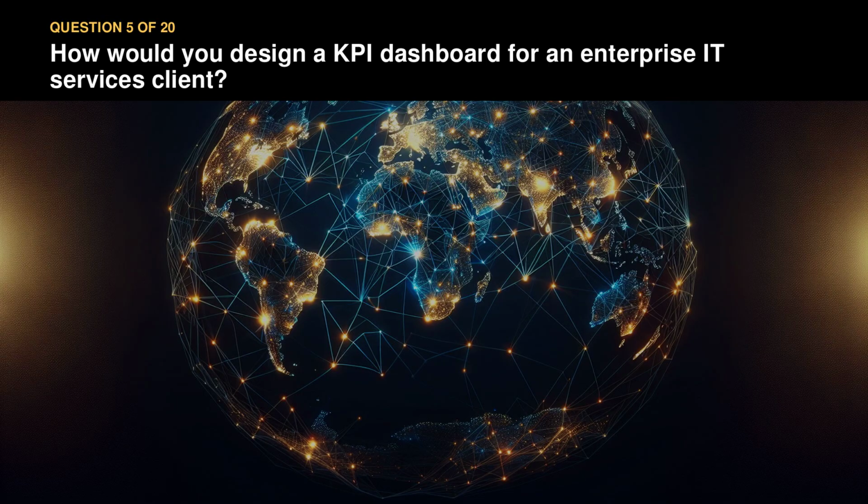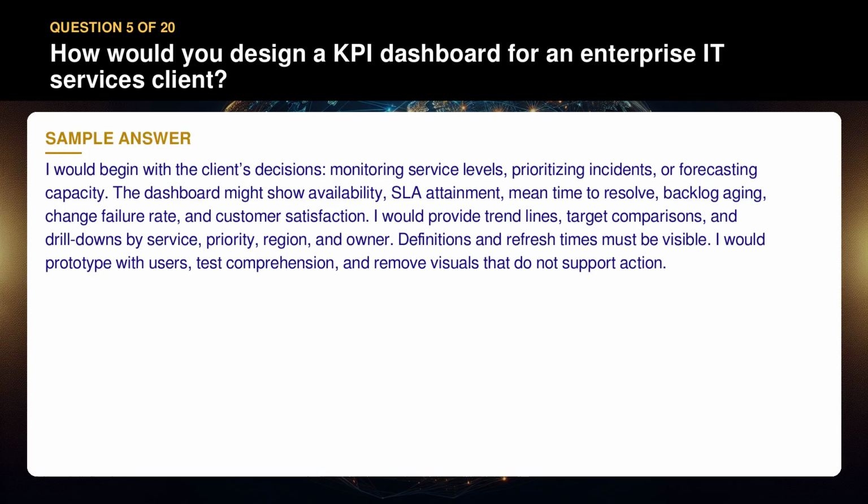Question 5. How would you design a KPI dashboard for an enterprise IT services client? I would begin with the client's decisions, monitoring service levels, prioritizing incidents, or forecasting capacity. The dashboard might show availability, SLA attainment, mean time to resolve, backlog aging, change failure rate, and customer satisfaction. I would provide trend lines, target comparisons, and drill downs by service, priority, region, and owner. Definitions and refresh times must be visible. I would prototype with users, test comprehension, and remove visuals that do not support action.